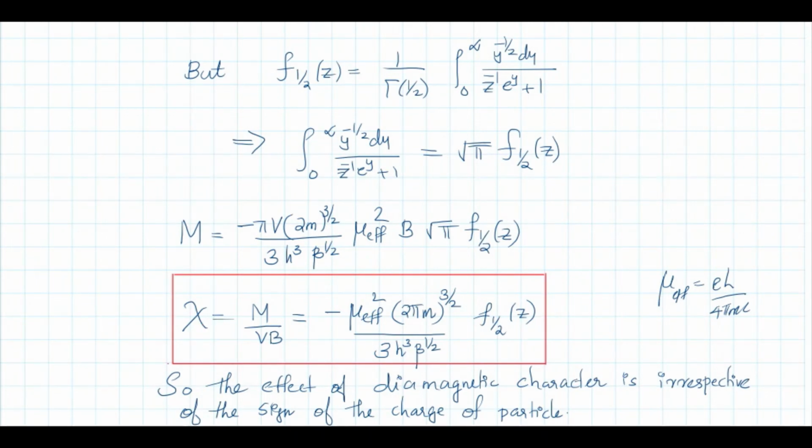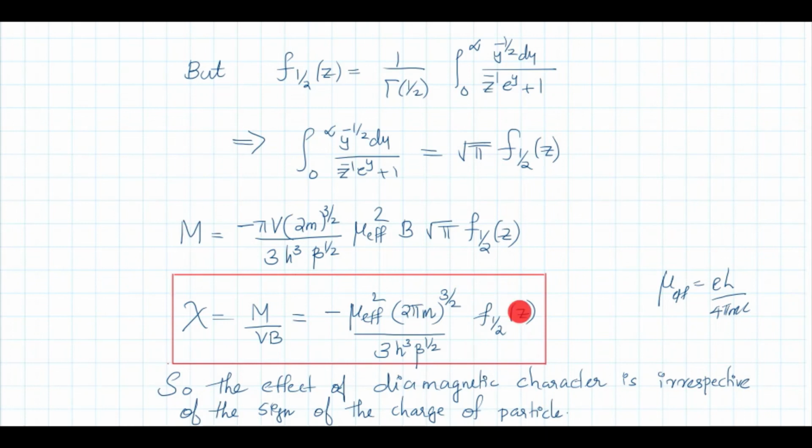the value of chi, low field susceptibility, which is nothing but net magnetic moment divided by VB. This V and this B will cancel. The result is minus mu effective square 2 pi m raised to 3 by 2 divided by 3 h cube beta raised to half into f half of z, where mu effective is eh by 4 pi mc. Again, this diamagnetic character is irrespective of the sign of charged particle, because it contains mu square. Mu contains charge, so if you change the sign, it will change, but mu square will remain invariant. So diamagnetic character is irrespective of the sign of charged particle.